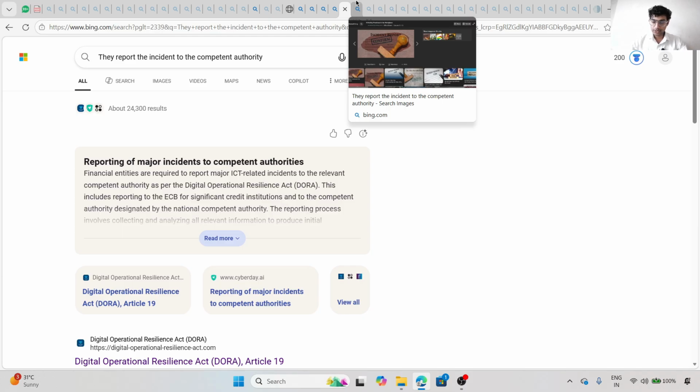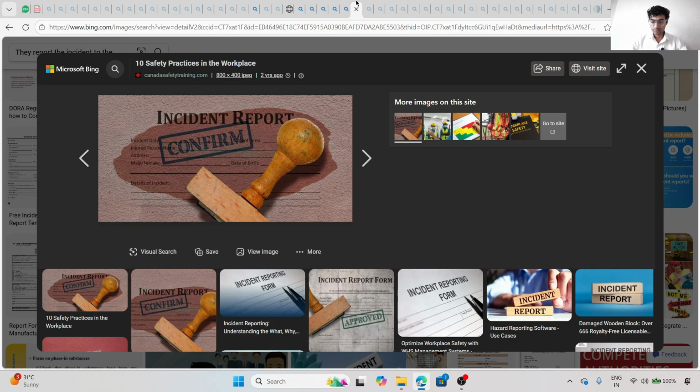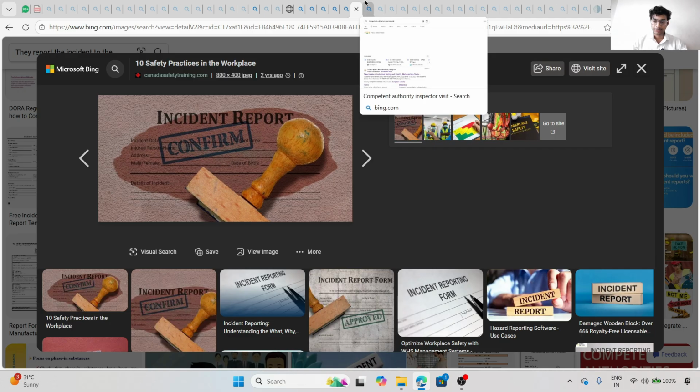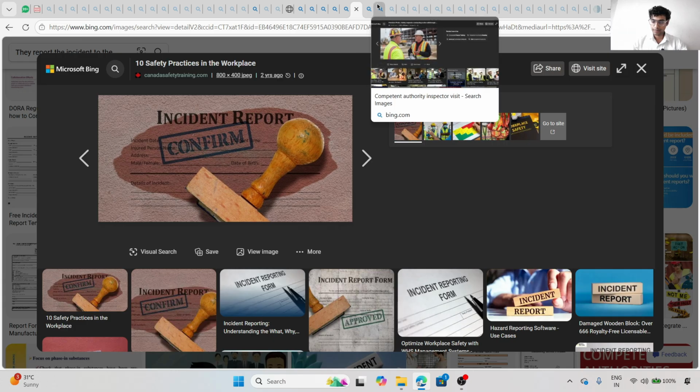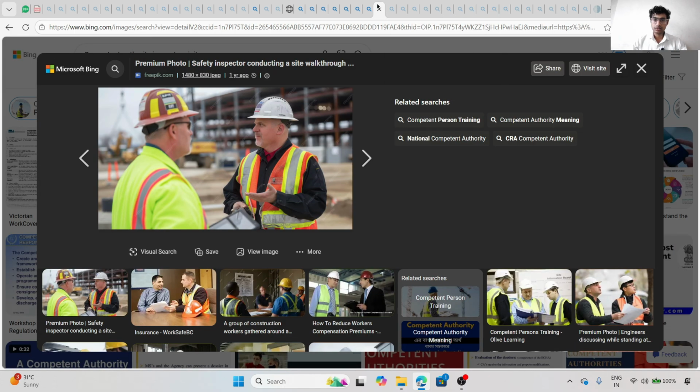Here, the SM recognizes that the incident meets the criteria for formal reporting. It is to be reported, and hence the incident is reported to the competent authority. A week later, the inspector arrives for a scheduled visit at this place. The store manager greets him and escorts him to the rest area.